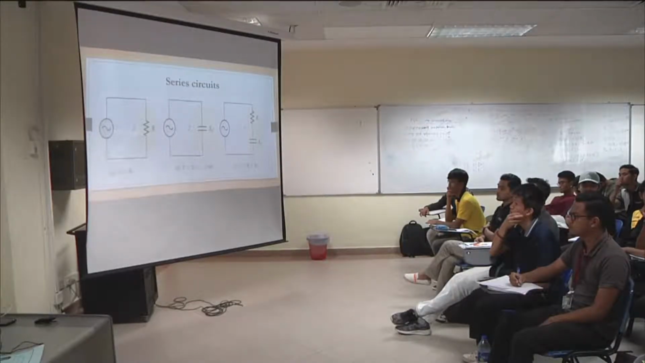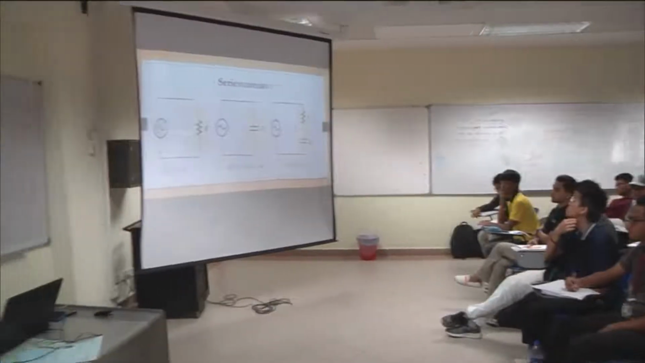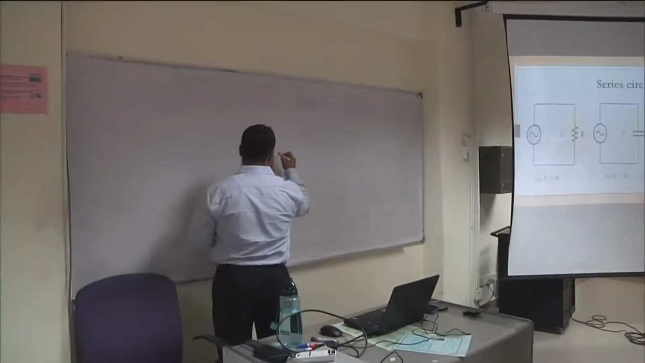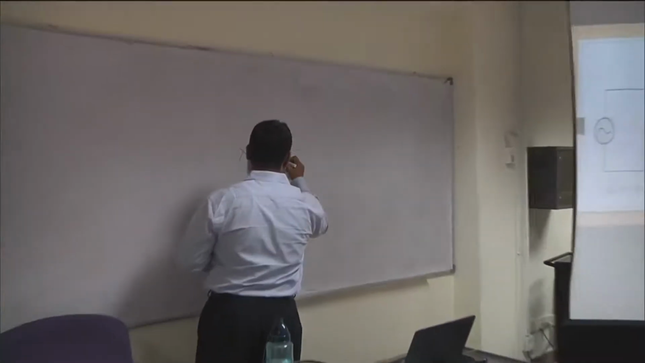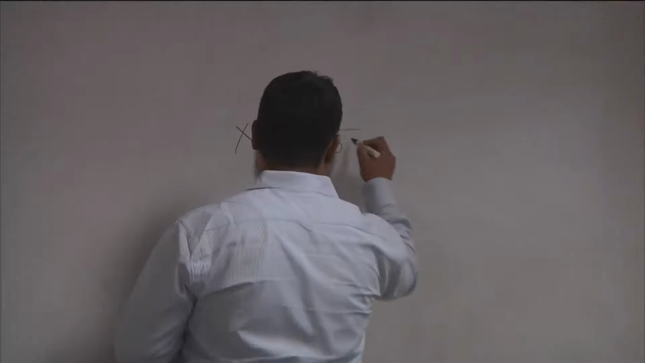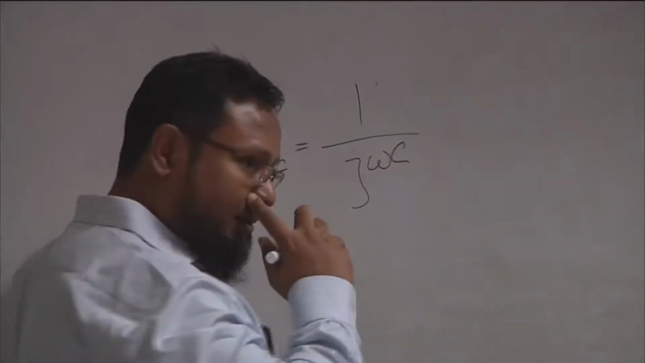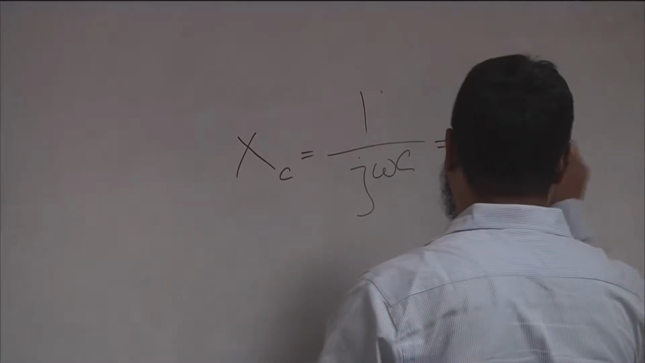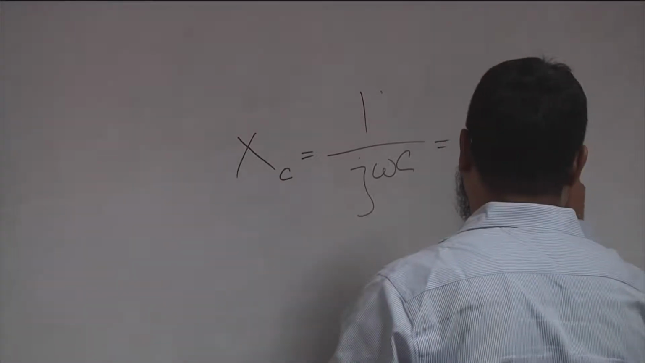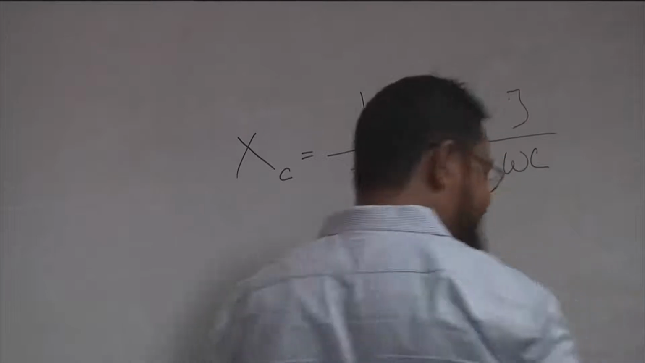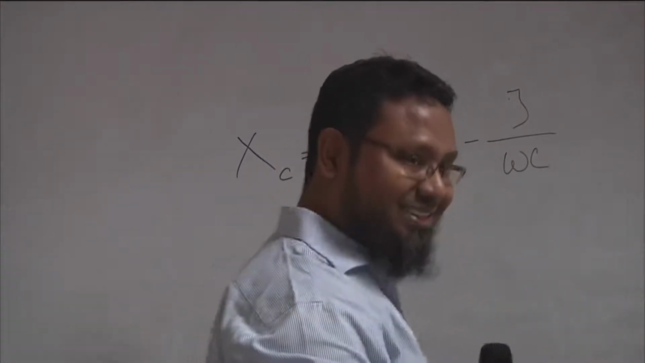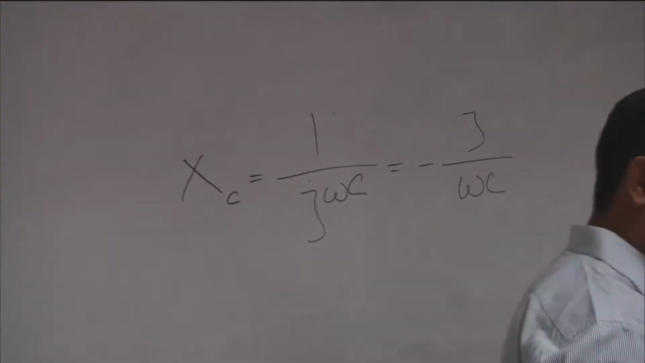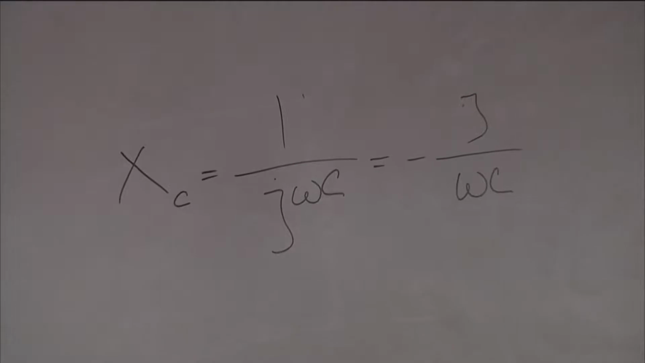The impedance of a capacitor, or the reactance more accurately, the reactance of a capacitor, remember, XC is equal to 1 over J omega C, right? That we can actually write as negative J over omega C. Why is that? How can we write this?